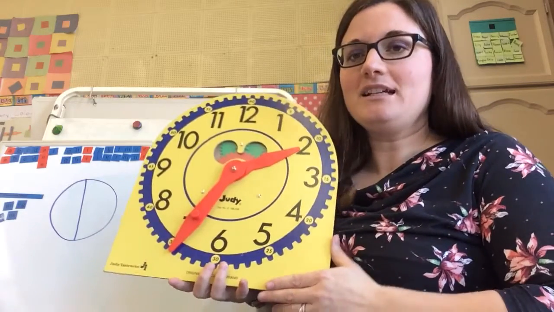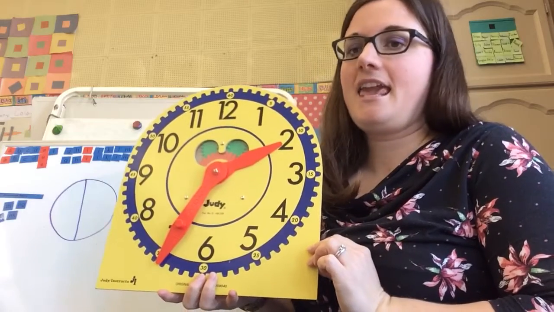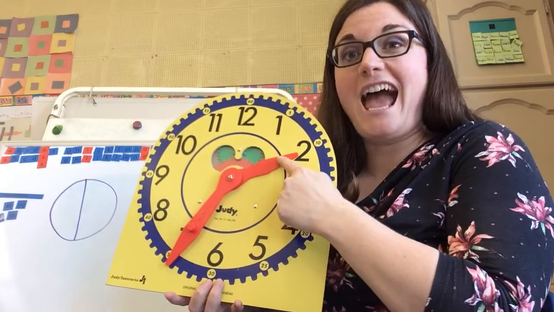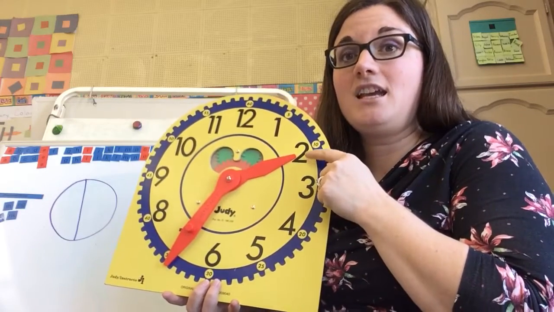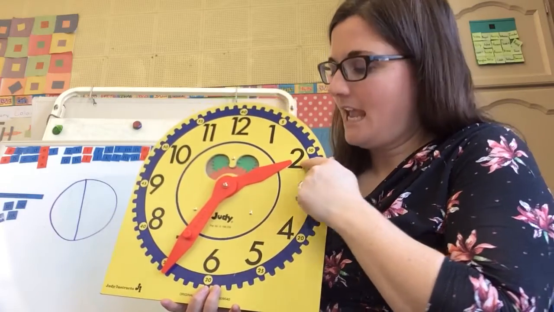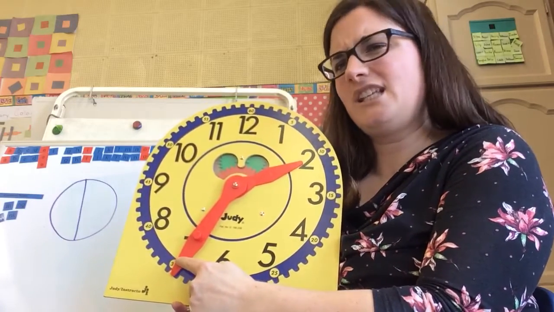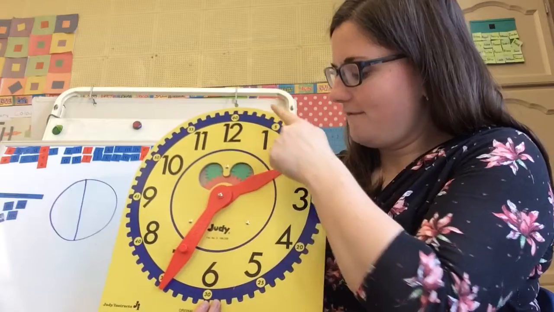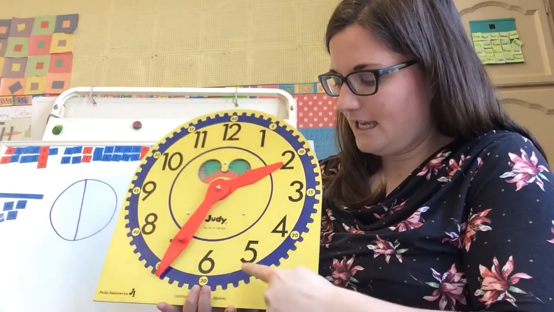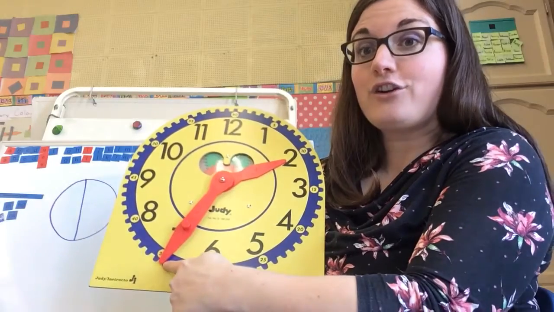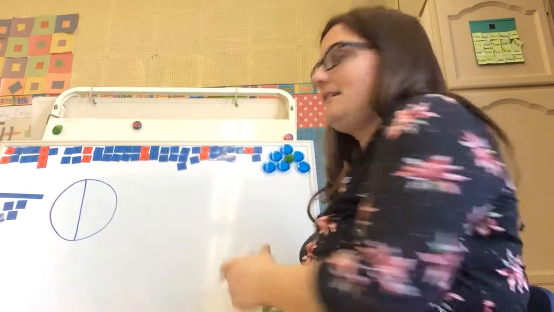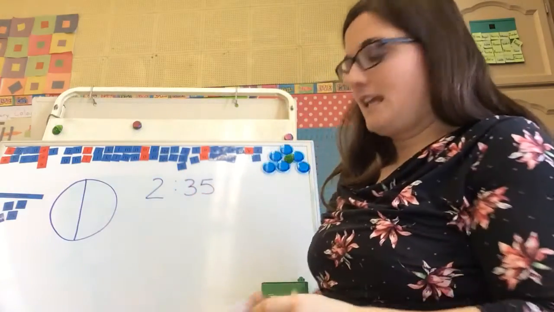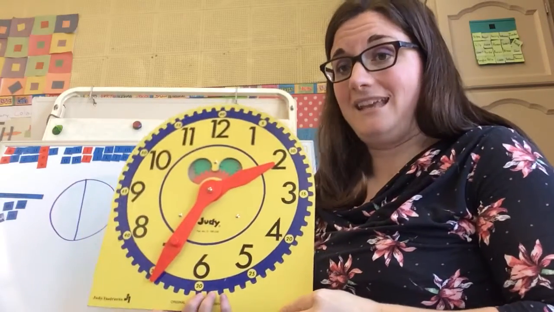Okay, so let's take a look at our clock today. Do you remember how we can tell the time for today? The small hand is our hour. When it points at the 2, this means it's in the second hour. And our minute hand, we don't say 2-7. Do you remember? We start up here and we count by 5s. 5, 10, 15, 20, 25, 30, 35. So the time is 2:35.